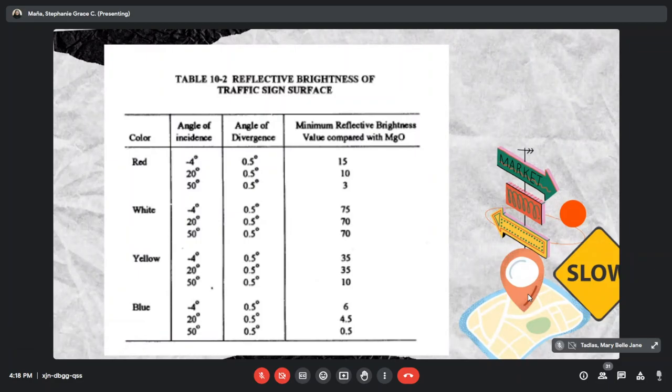So, next slide. This slide is the minimum standard set for reflective brightness of traffic sign surfaces. So, for the indicated colors like red, white, yellow, blue, the second column is the angle of incidence and the third column is the angle of divergence. And the fourth column is the minimum reflective brightness value compared with magnesium oxide, MgO. So, next slide po.